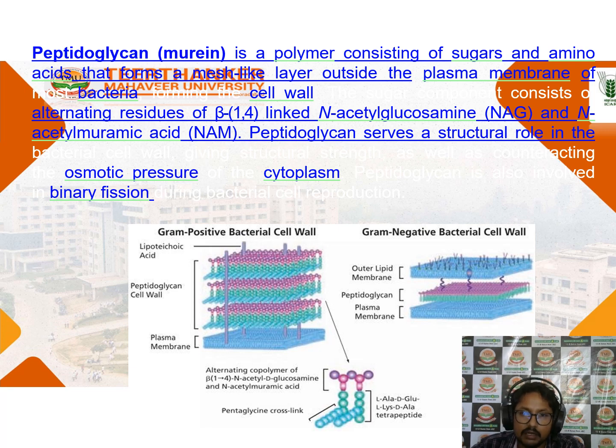Peptidoglycan is also called the murein layer, and it is made up of two alternating sugar polymers, that is beta 1,4 N-acetylglucosamine and N-acetylmuramic acid. These are alternately arranged in the peptidoglycan layer. Peptidoglycan is made up of these two molecules.